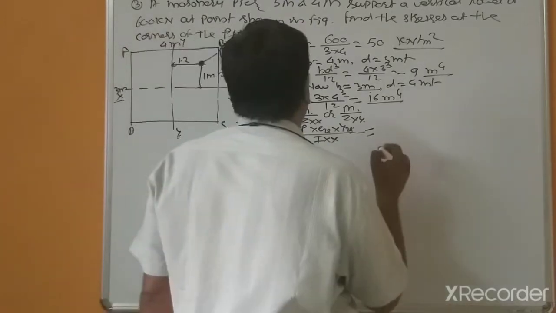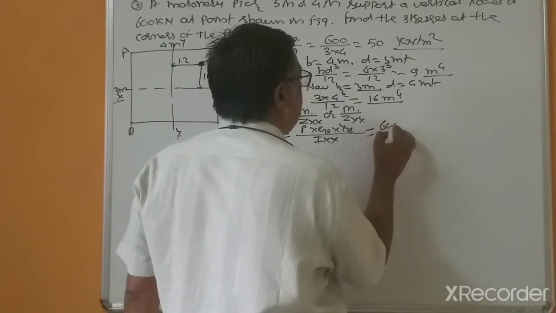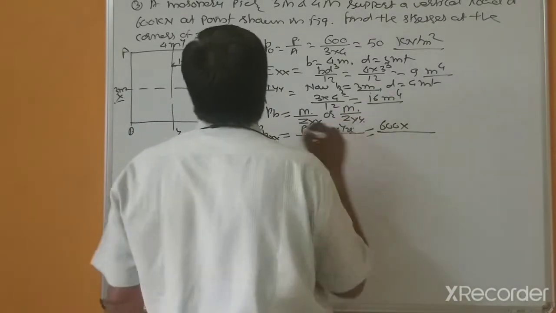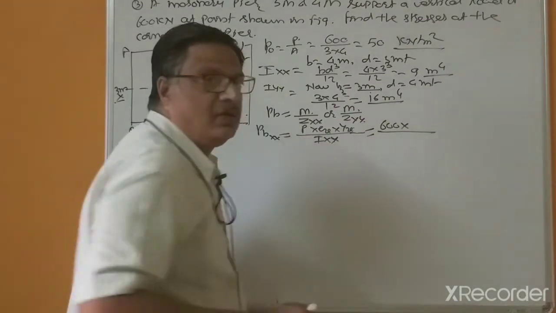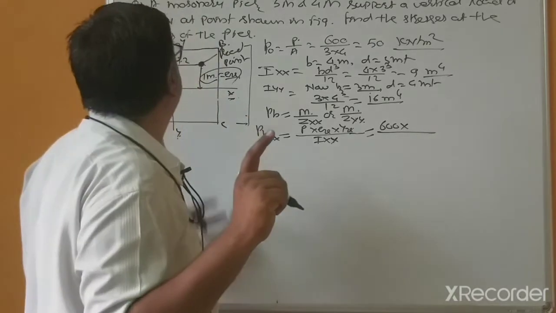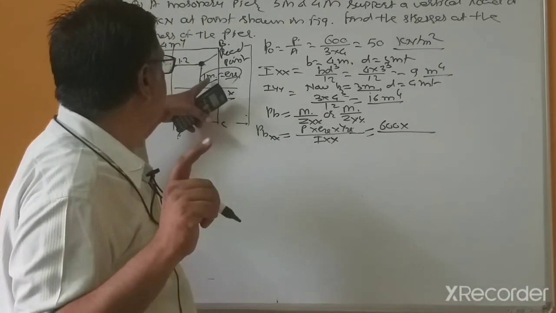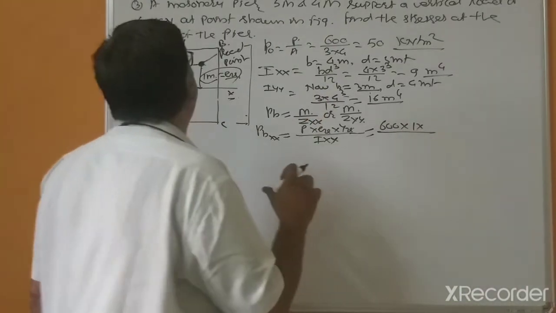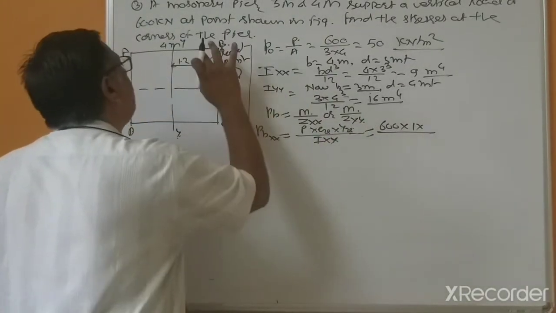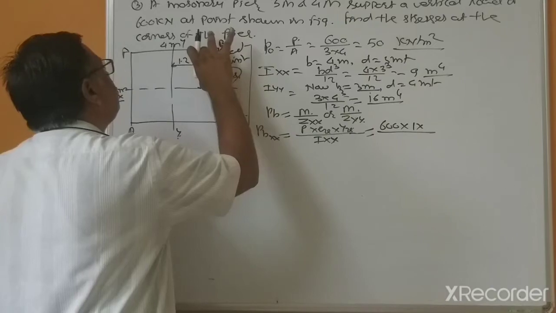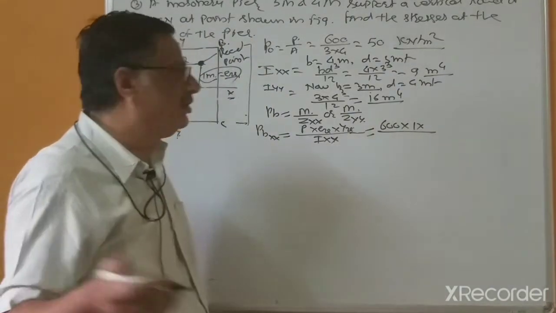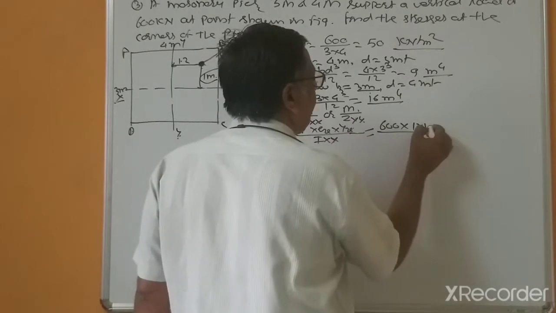This is equal to 600 kilonewton. Now ex is equal to 1 meter, the distance of the load point from the X axis. And yx is the distance of the extreme point from the XX axis. This is equal to half of the total 3 meters, that is 1.5 meters.